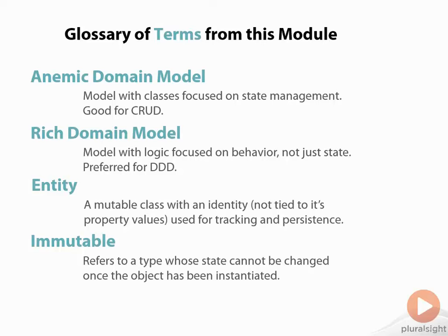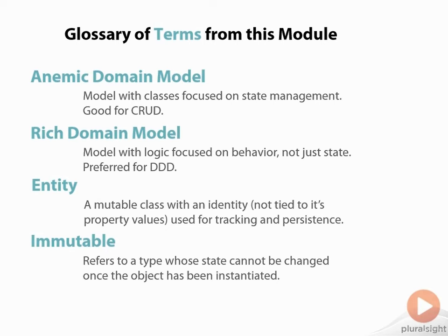We've covered a lot of ground in this module, and you've learned a lot of new terms, so we just want to review some of them with you before we move on to the next module. The first is a pair of terms that often go hand in hand, anemic domain models versus rich domain models.